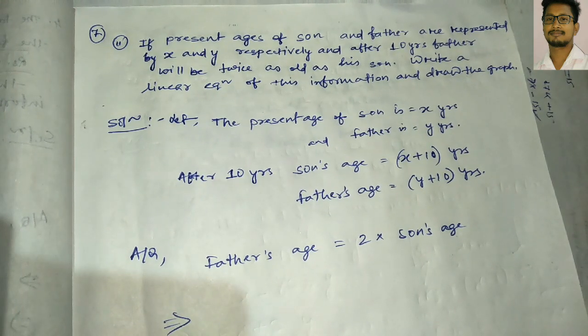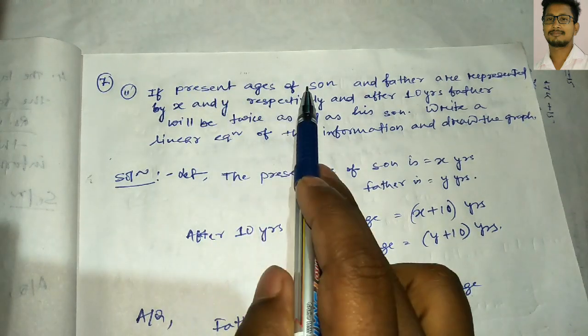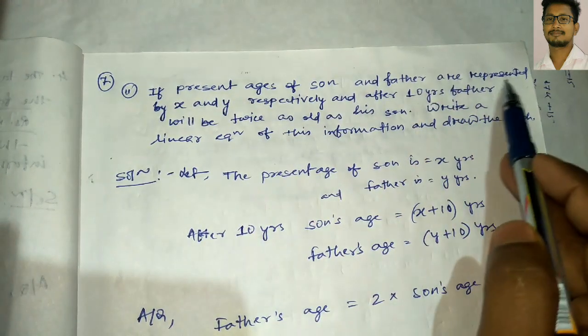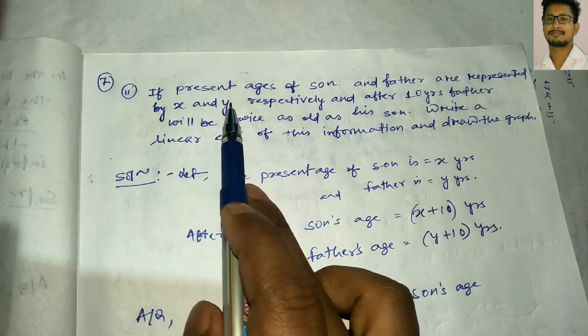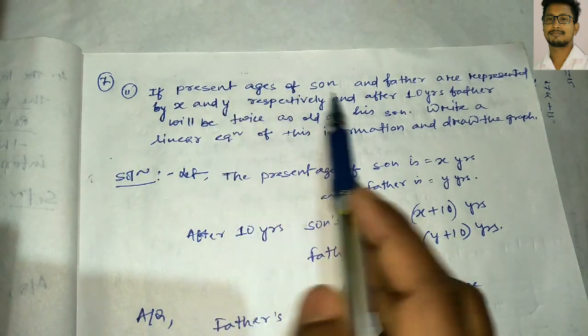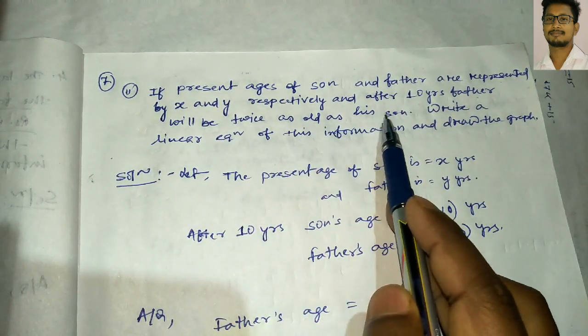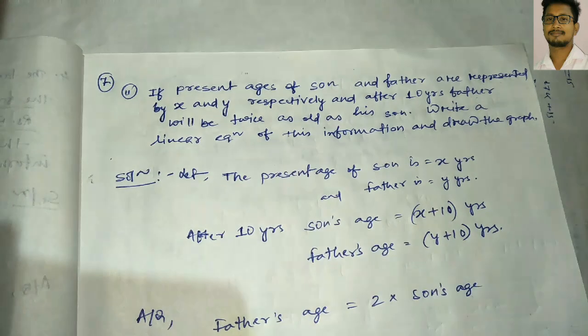Now question number 7, Roman 2. So what is given here? If the present ages of son and father are represented by x and y, they are asking to take the present age of son as x, and father as y. After 10 years father will be twice as old as his son. So write a linear equation and the graph also.